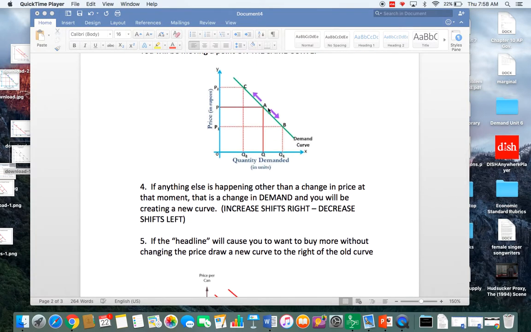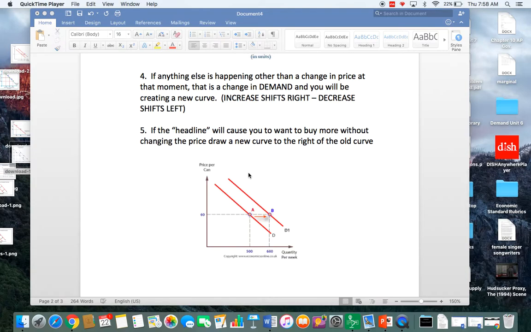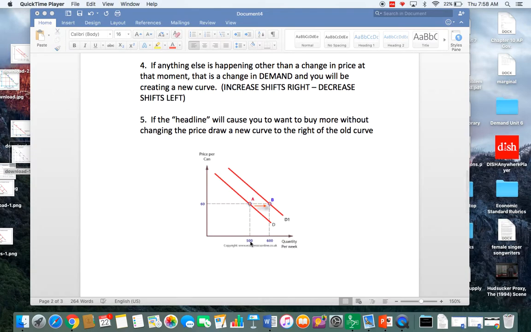So if anything else is happening other than a change in price at that moment, that's a change in demand, and you're going to be creating a whole entire new curve. So if it's an increase, it shifts to the right because if you notice, 600 is bigger than 500. So if I'm saying at $60 I was only willing to purchase 500, and for some reason, the price is not changing, we're saying I will be willing and able to buy more at $60 than I was before, which is going to be the case at every single price. You don't have to show every single price, but if you're willing to buy more at this price, then you're probably willing to buy more at every single price. That's why we have the new curve.